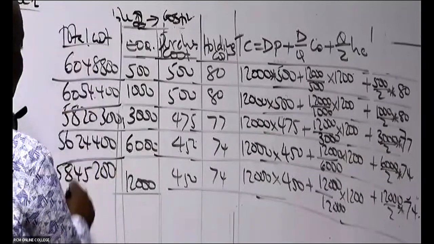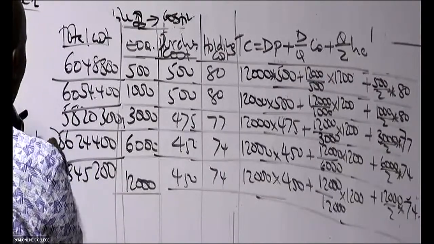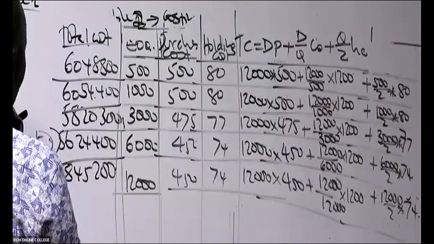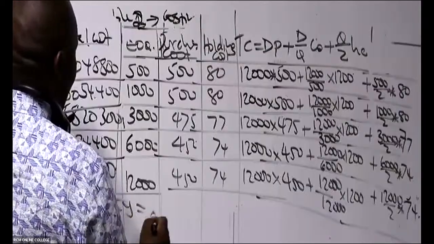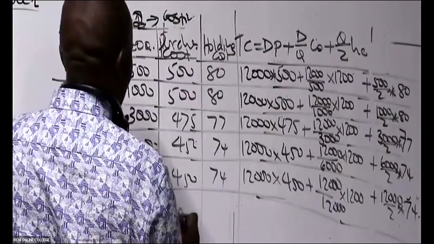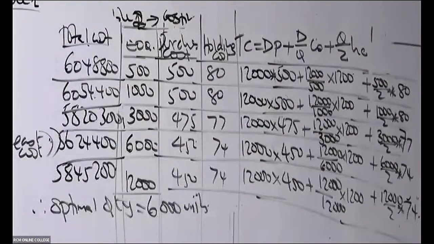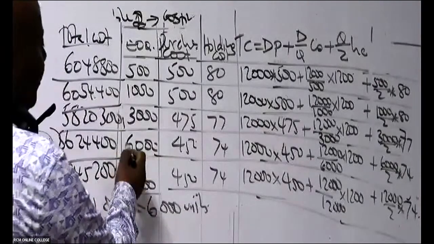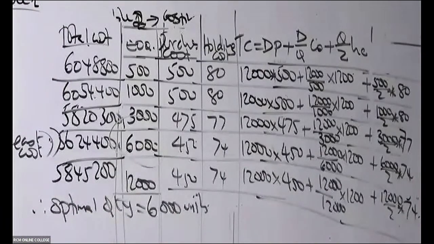So then which one is the very least here? The very least is this one, least cost. And therefore, the optimal quantity is 6,000 units. The optimal quantity to order is this one here. It will lead to the lowest cost, 58,452,100. It will lead to the very lowest cost.